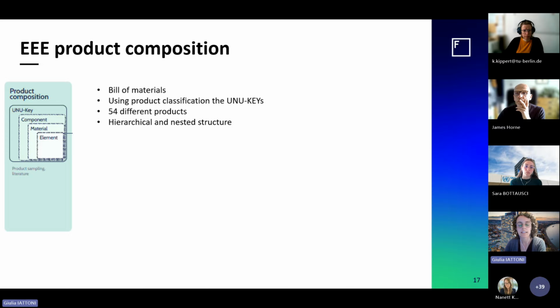The composition data was built according to a hierarchical and nested structure where we start from the product level. We identify the components embedded, the materials embedded in those components, and the elements embedded in those materials. Each layer is linked and mass balanced to the one above. The data for this was obtained from the product sampling of recyclers and PROs, and also from literature.